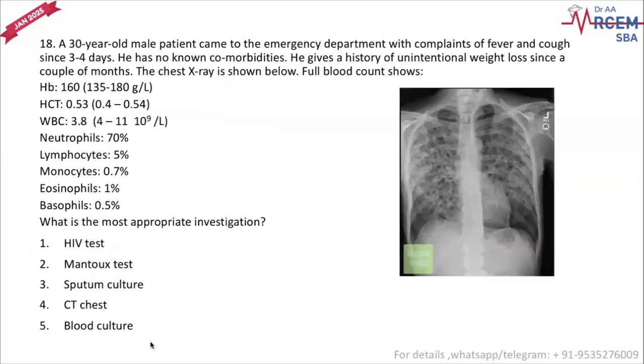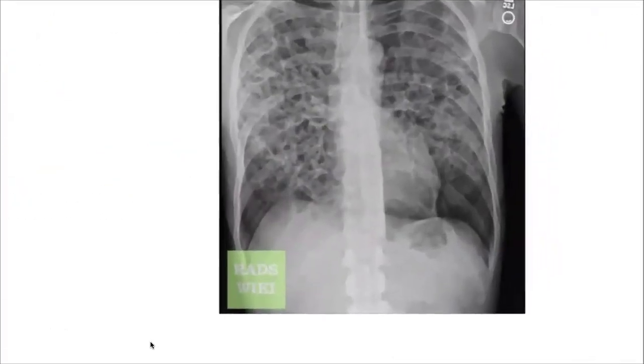A 30-year-old male presents to the ED with complaints of fever and cough for 3 to 4 days and no comorbidities. He has a history of unintentional weight loss for the past couple of months. An X-ray is shown below. The vital parameters are given here. What is the most appropriate investigation you will be doing? What further investigations will you do?